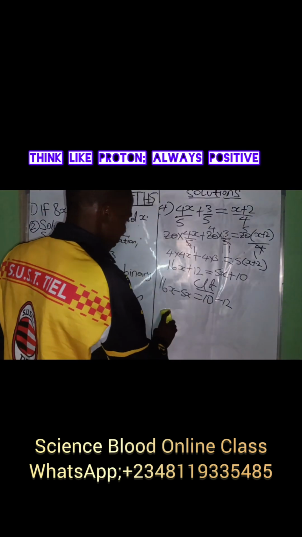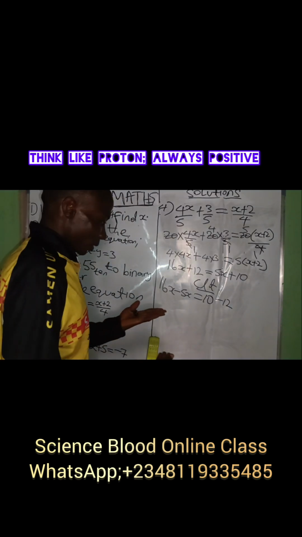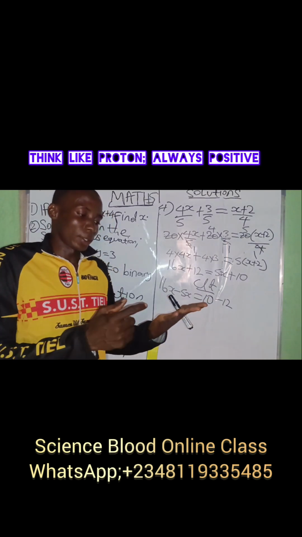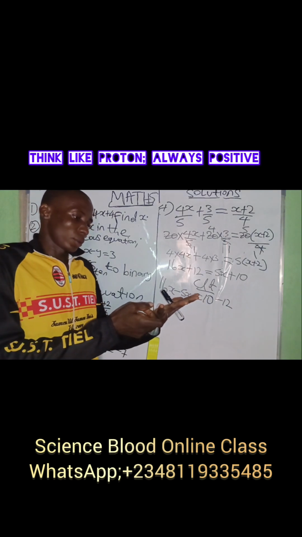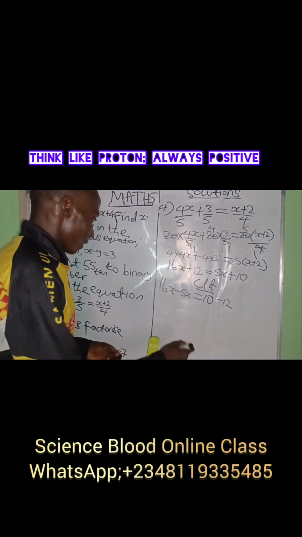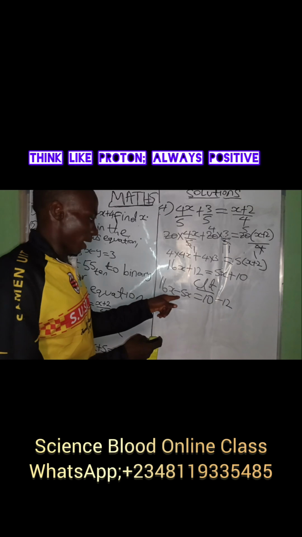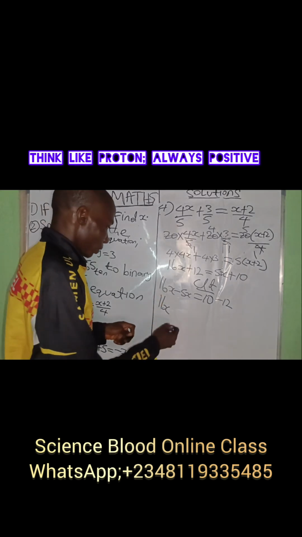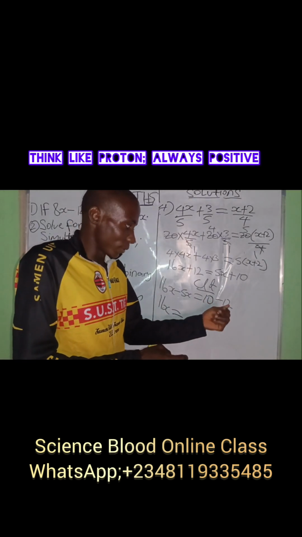Let me clean up this. So when you subtract, we have 11. Let's calculate this: 11 plus 5, 11, 12, 13, 14, 15, 16. Are you seeing it? And this implies 16x. When you remove 5x plus 16x, you are left with 11x equals, here 10 take away 12.